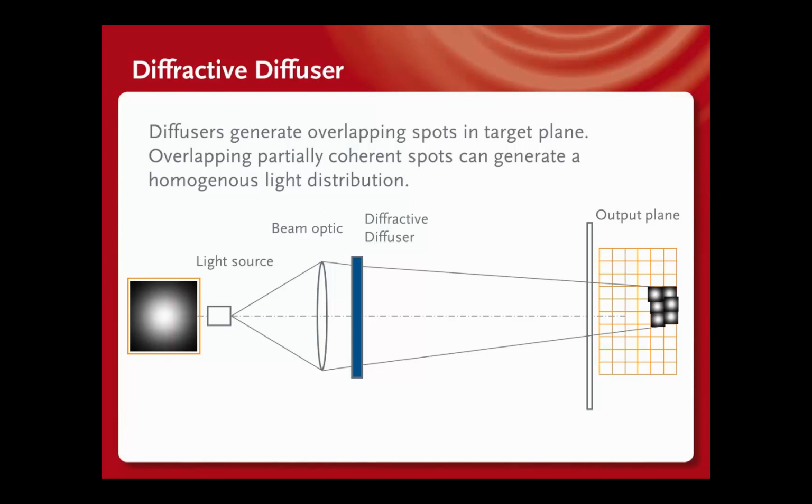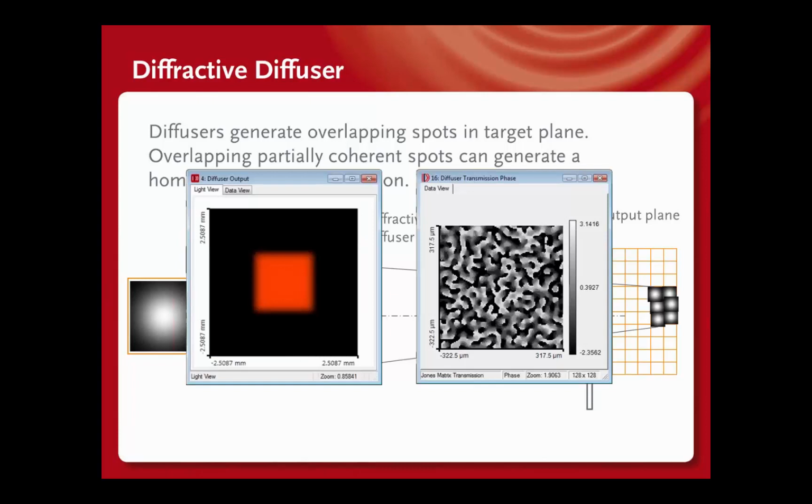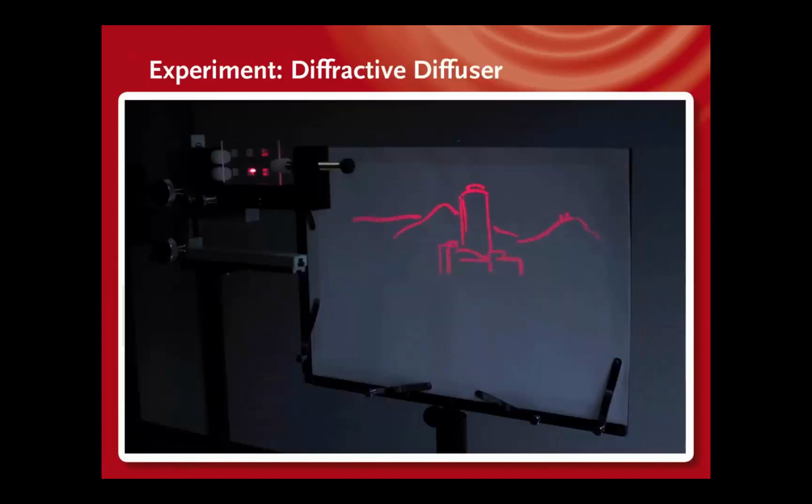I like to show this on one practical example. Okay, first of all, this is one of the examples that I like to show. You have here an 8-level diffractive diffuser element, and on the left side, for example, a homogeneous top-hat distribution. But let's take a practical example from our lab.